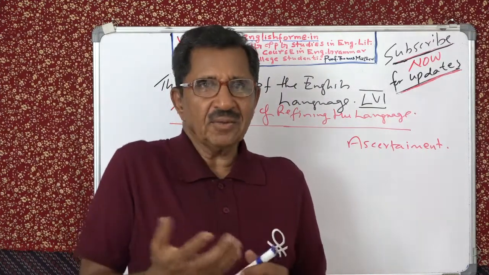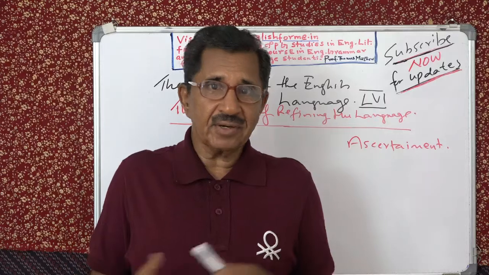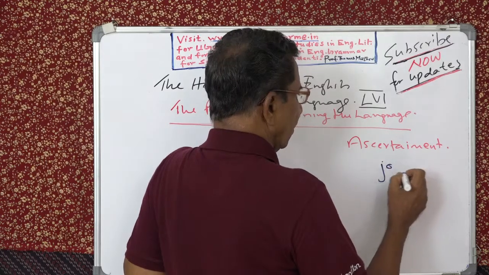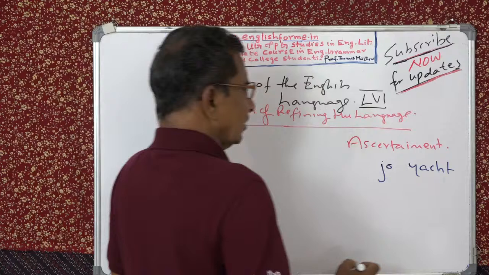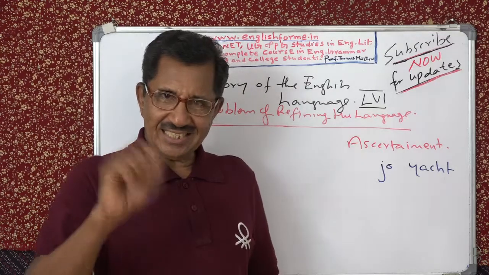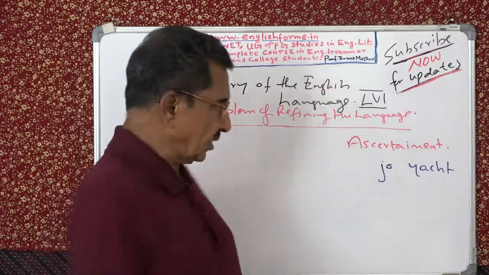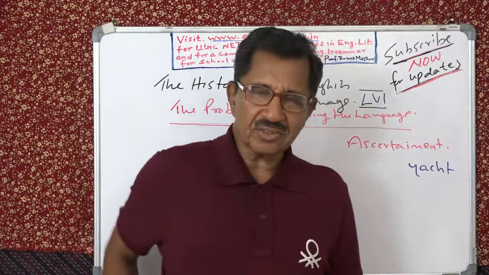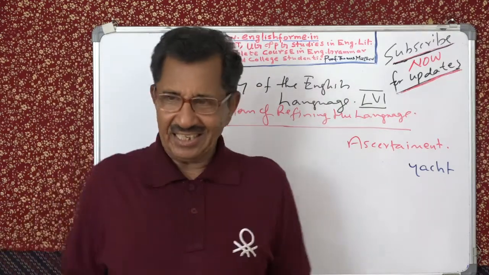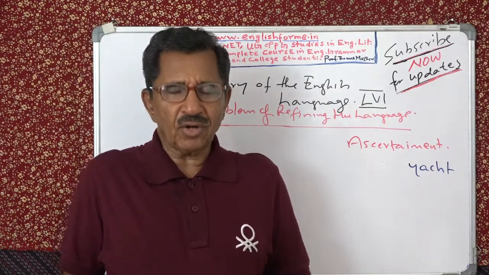Uncertainty. You can see that up to Daniel Jones's pronouncing dictionary, there was uncertainty in pronunciation. So, take W-A-C-H-T. Some people pronounce it as Yachet, because C-H has got catch, chain, so Yachet. But you know that it is not Yachet, it is Yacht. From when? From the time when Daniel Jones published his pronouncing dictionary. So there is some certainty in that.